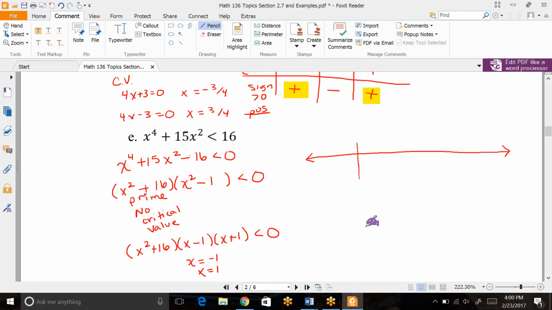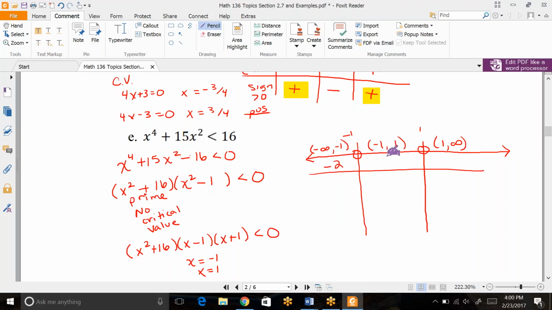So this is -1 and 1. And our intervals, these are less than, so not equal to, so they're going to both be open on the endpoints. So open circle, open circle. This would be -infinity to -1, and -1 to 1, and 1 to infinity. My test values, I'm going to use -2, 0, and 2 because they fall in each of the individual intervals.